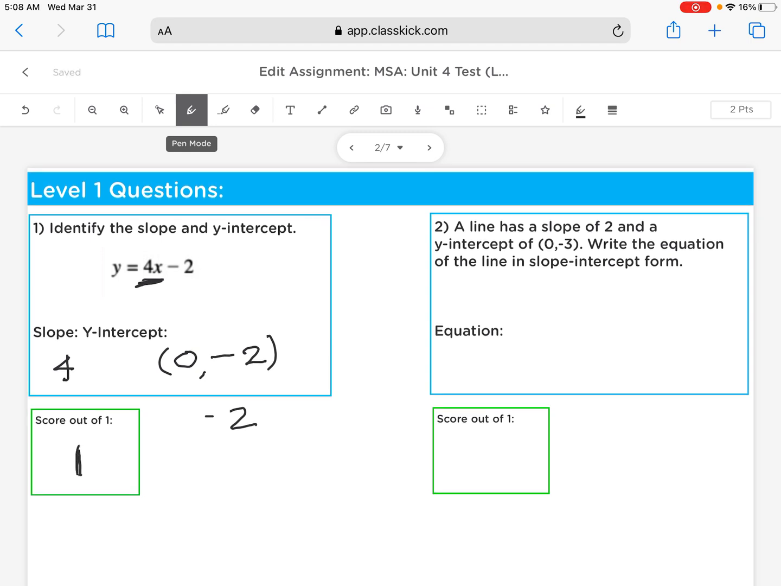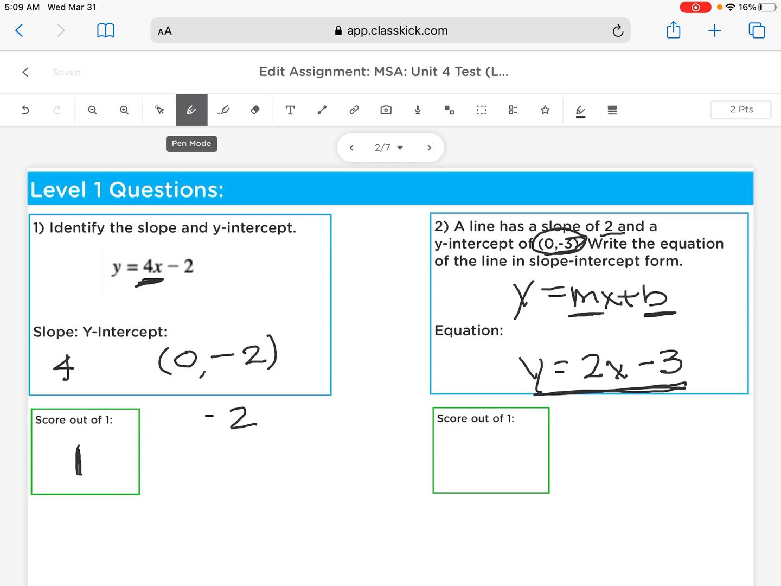Next one, we have a slope of 2 and a y-intercept of -3. Remember our equation, y equals mx plus b. Here's the slope, here's the y-intercept. So y equals 2x, and then just -3. I had a lot of people try and do the whole point, and that just doesn't make any sense. So again, for this, I'll do kind of half point also.